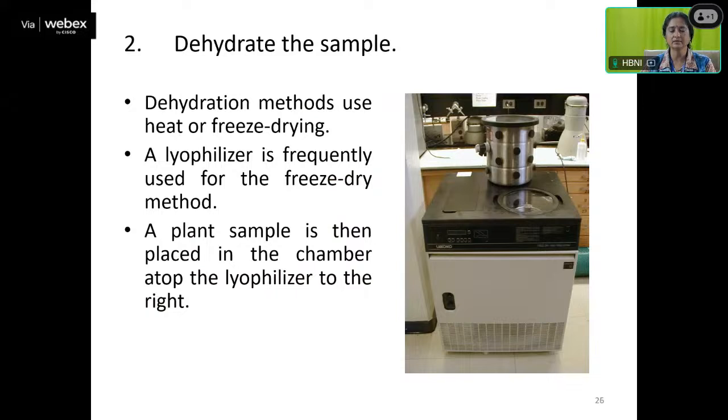So now you can dehydrate the sample. Dehydration methods use heat or freeze drying, and a lyophilizer is frequently used for the freeze-dry method. A plant sample is placed in the chamber atop the lyophilizer, on the right-hand side, and this is a typical picture, and it is getting dry.